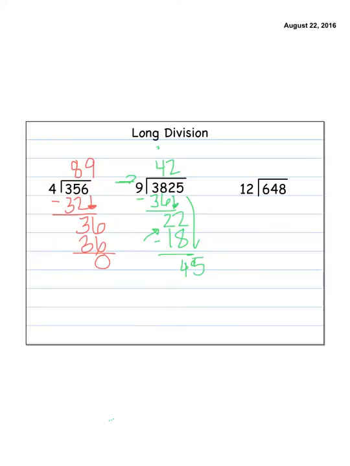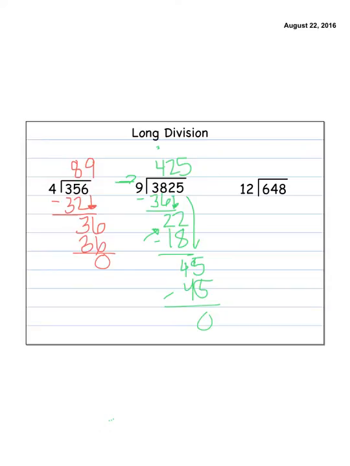9 goes into 45 5 times. 5 times 9 is 45. And then I get 0. Pause me and try 648 divided by 12 on your own, and then come back and recheck.